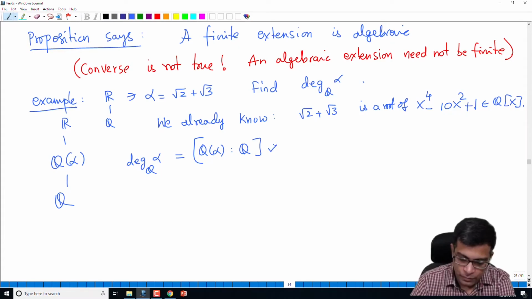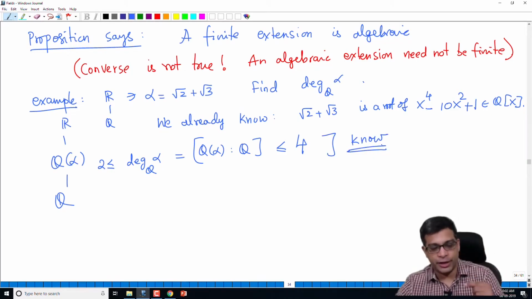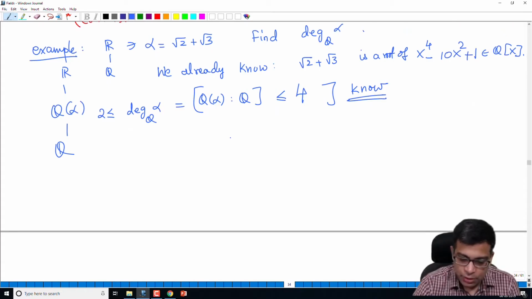This we know. What we can definitely say is that this is less than or equal to 4, and we also said this is at least 2. So this we know, right? So what I now want to do is to determine whether it's 2, 3 or 4. So let's look at this.